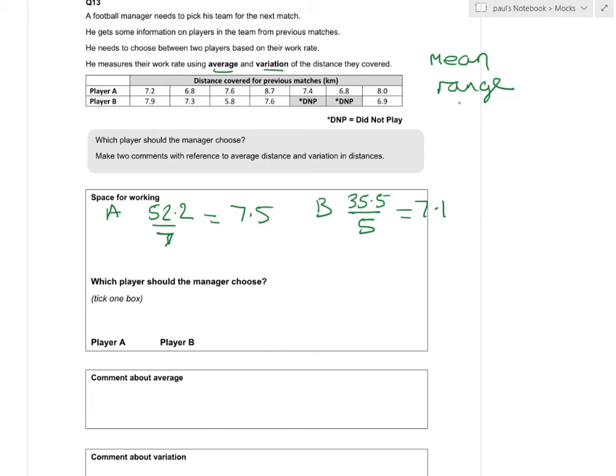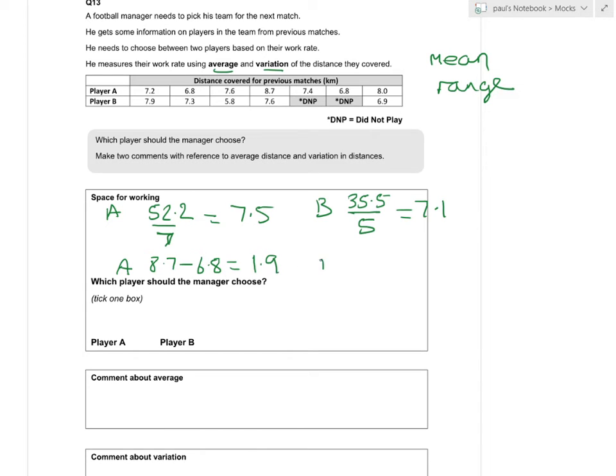Now, what else are we going to do? The range. So the range of A is, the biggest one is 8.7. Take away the smallest one, which is 6.8. So 8.7 minus 6.8 equals 1.9.